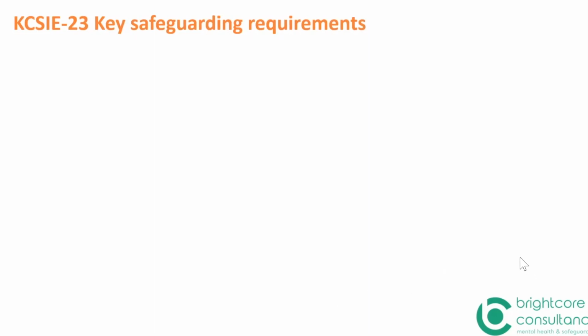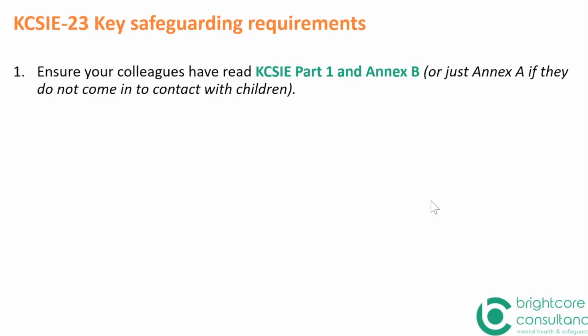And when we think about the key safeguarding requirements, as you will know, and I'm sure you've said this to your colleagues, you need to ensure that they've all read Part 1 and Annex B. So Part 1, the information that all staff need to know, and Annex B, those key topic updates, and Part 1 refers to the fact they need to know Annex B as well. Now that's just colleagues who've got access to children and encounter children.